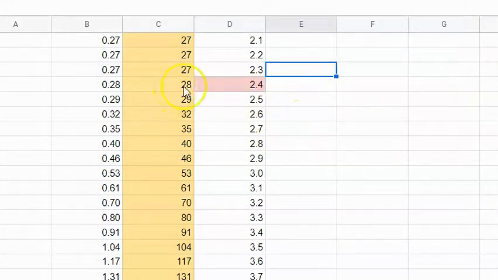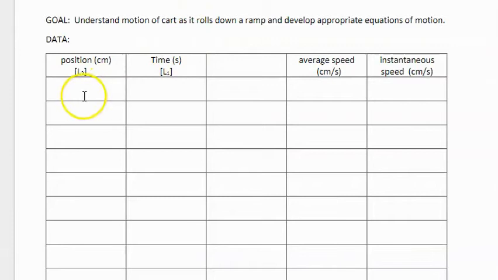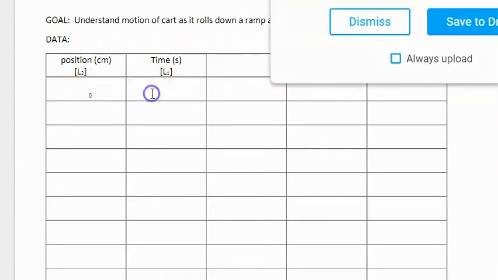So what I want you to do on your data table, where this says 28, we're going to call that 0. So our initial position is 0.